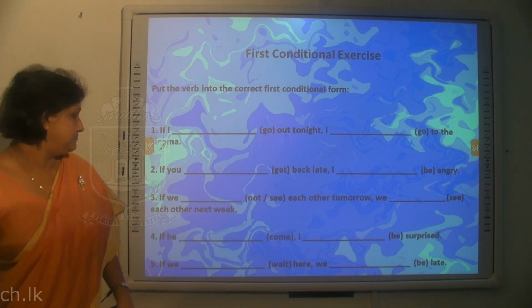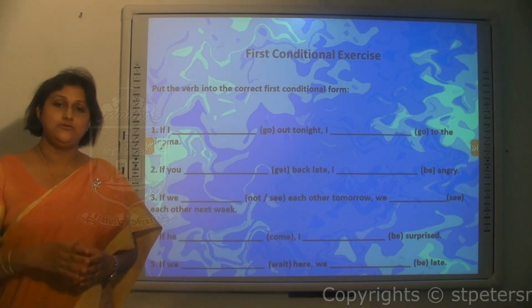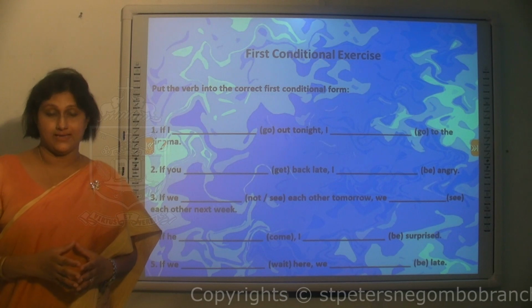Right. Just for an example, I have given these 5 sentences for you all. You can do the rest of my examples by looking at the website.